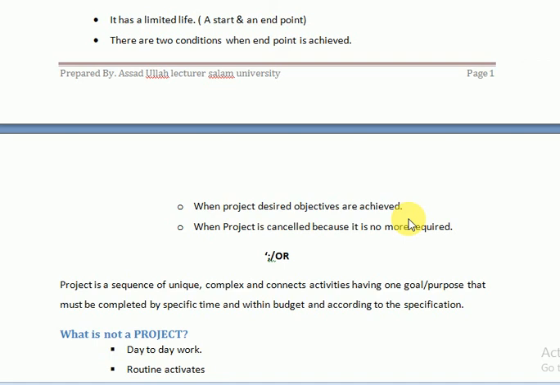Fourth one, typically doing something that has never been done before. For uniqueness, we want a unique output. Fifth and last one, specified time, cost and performance that are required. So these are the major five characteristics of projects. A project must contain these.